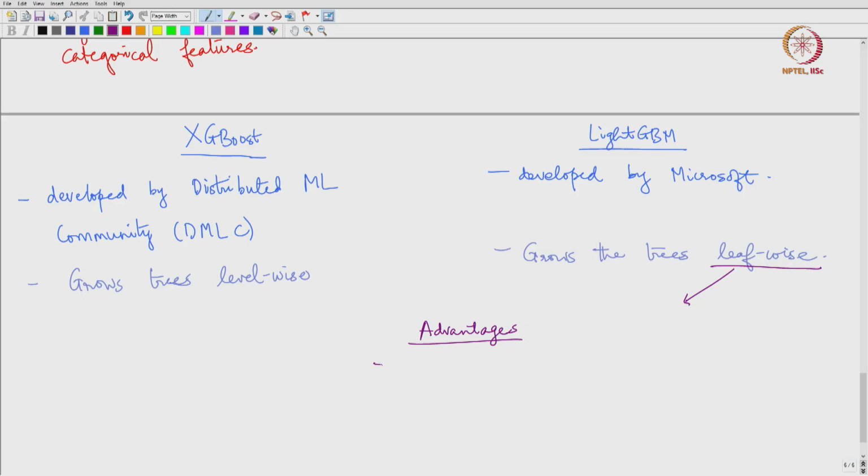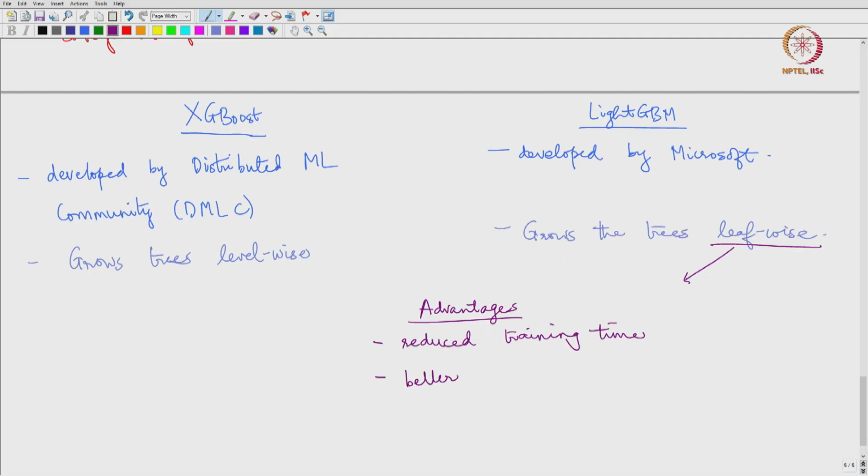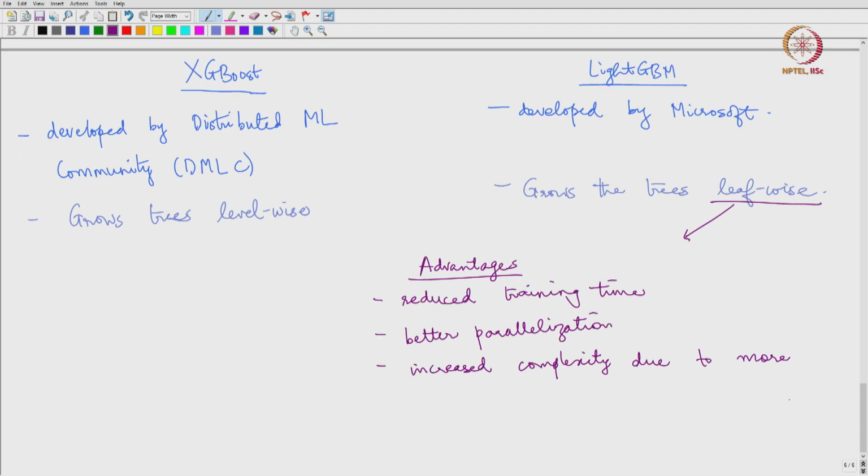The first is, because it is grown leaf wise, it leads to reduced training time. You are not adding entire levels of trees, right, every iteration. So, growing the trees leaf wise as done in LightGBM reduces the training time. Okay. This also leads to better parallelization and can lead to increased model complexity due to more granularity in the splitting procedure. Okay. So, these are some of the advantages of LightGBM.